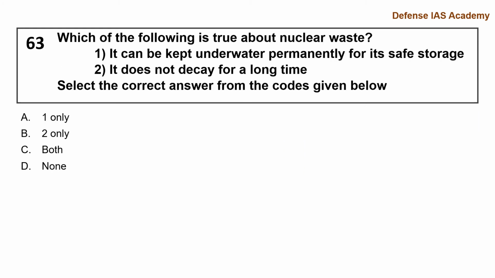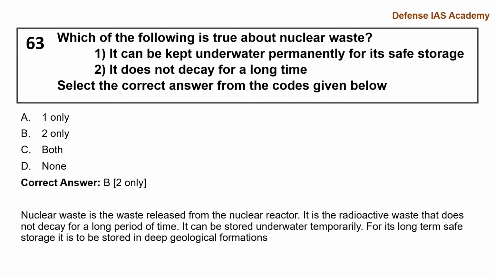Question 63. Which of the following is true about nuclear waste? 1. It can be kept under water permanently for its safe storage. 2. It does not decay for a long time. Select the correct answer from the codes given below. The correct answer is option B, 2 only.